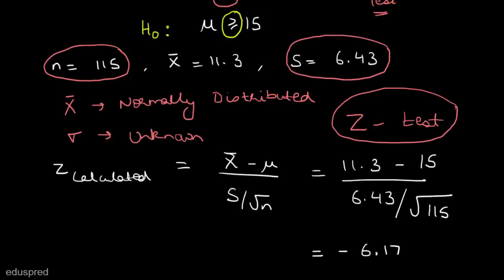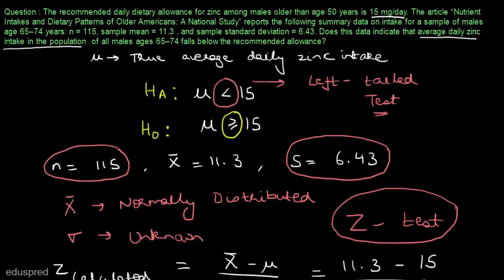But there is a twist in this question. In the question, we are not given the value of alpha. So we don't know what the value of alpha is. Consequently, we cannot draw the rejection region and we cannot find the z critical value. So what do we do in this case?